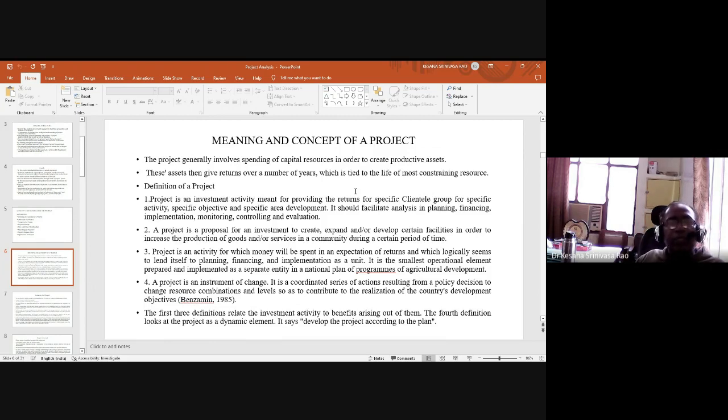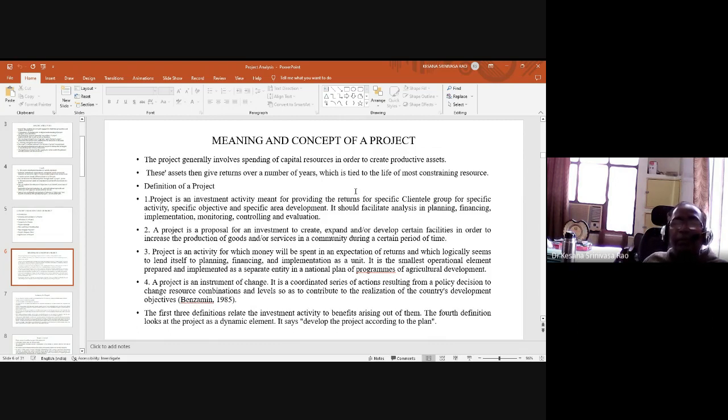Definition of a project: there are different types of definitions. A project is an investment activity. If you are doing a project, you are trying to do some type of investment, with which you are going to create some type of asset. After some time, that asset will give some type of returns, in the form of income, in the form of your satisfaction, in the form of your biggest asset base, etcetera.